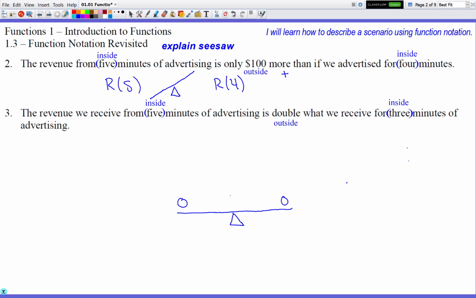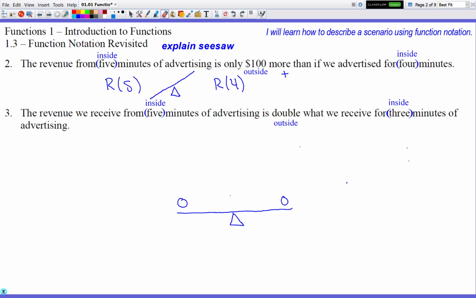So if I give 100 to the heavier side, does the seesaw balance out? So if I go plus 100 on this side, does my seesaw balance? No, I just made the heavier side even heavier. So do I want to do that? No, I don't want to do that because, like I said, my job is to balance out the seesaw, and I just made the heavier side even heavier.